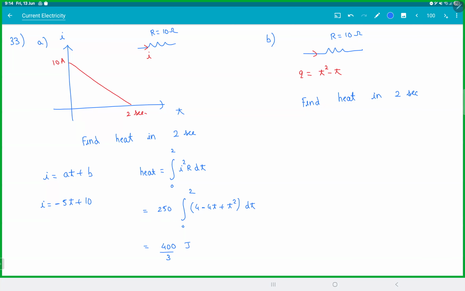Anyone got 400 by 3? Aditya got 400 by 3. Check it out, I don't know. 400 by 3 looks too small actually. That will be 4 into 2, 8, minus 4t square by 2. That is 8, so that cancels off. You'll have t cube by 3, 8 by 3, so near 2000 by 3. Check your answer.